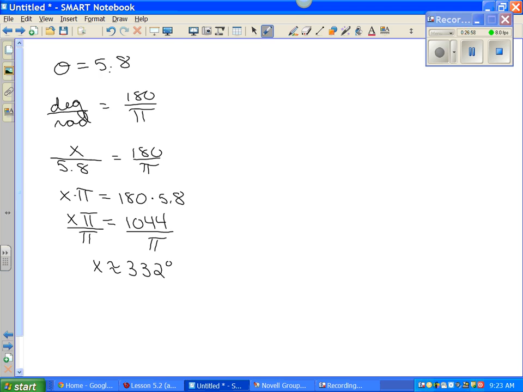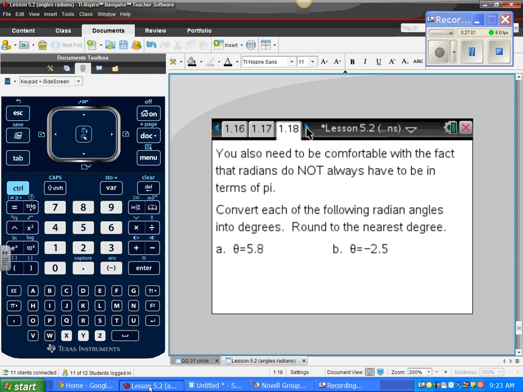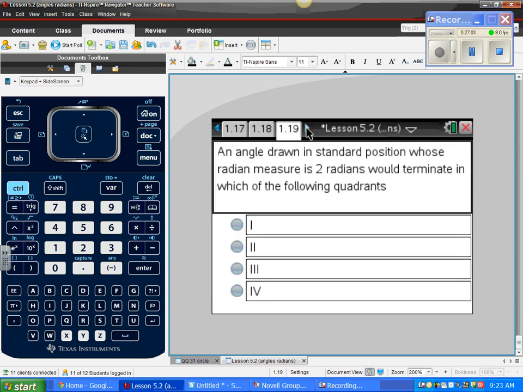Okay. We got one more question, I believe. All right, an angle drawn in standard position whose radian measure is 2 radians would terminate in which of the following quadrants? Is this 2 pi radians or 2 radians? 2 radians. There's no pi on there, right? So this isn't 360 degrees. So how can I figure out what this is? I need to go from radians to degrees, yeah. I need to go from radians to degrees to figure out where I am, what quadrant I'm going to terminate.